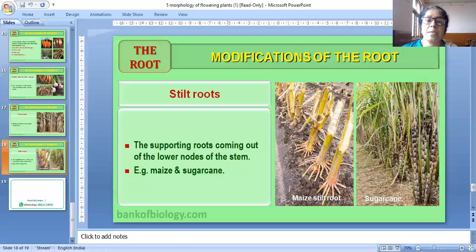Flowers with bracts: a bract is a reduced leaf found at the base of the pedicel. Flowers with a bract are called bracteate, and those without the bract are called ebracteate. This one is the bract only.